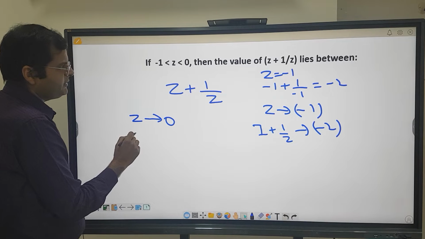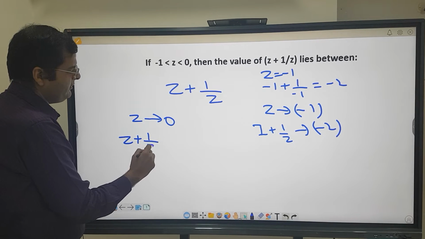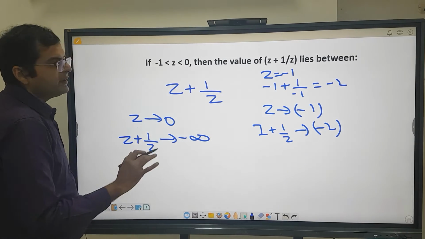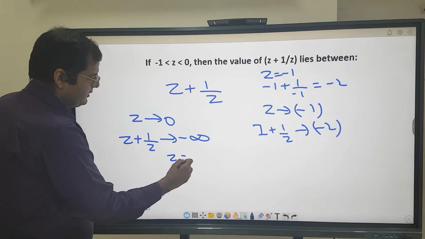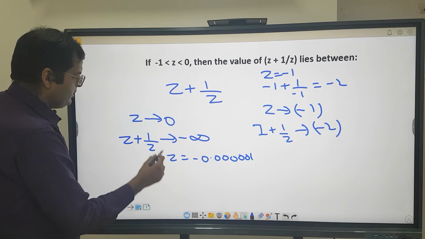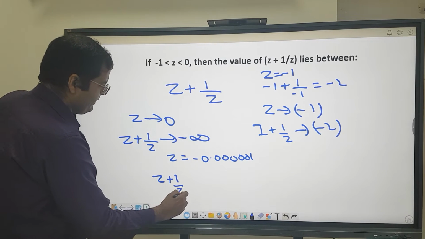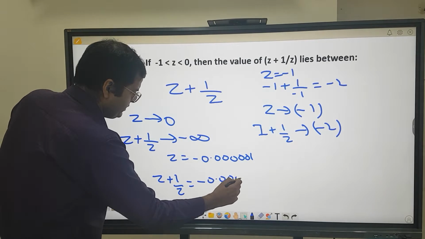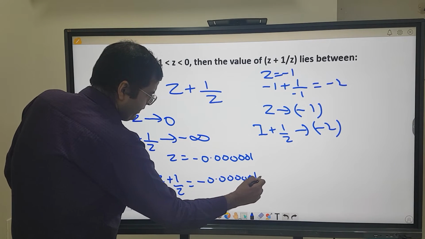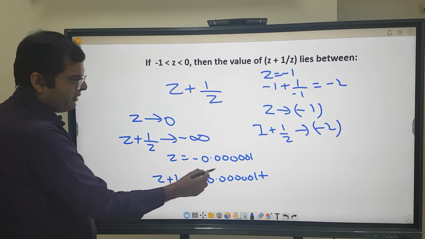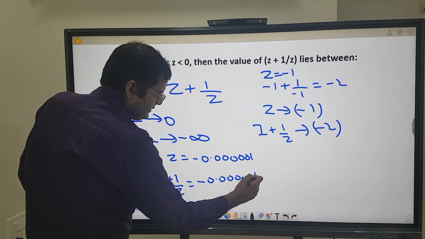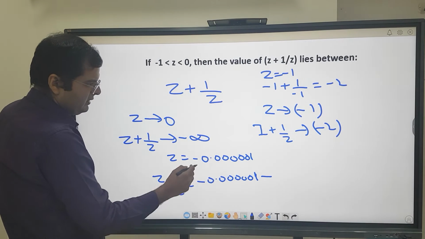So as z approaches 0, z plus 1 upon z will approach how much? It will approach a negative infinite number. Let's say, for example, you take z equal to minus 0.000001. In that case, z plus 1 upon z will be how much? This minus 0.000001, plus 1 upon that negative number. If it is 1 upon that negative number, that means you can just write minus of how much?